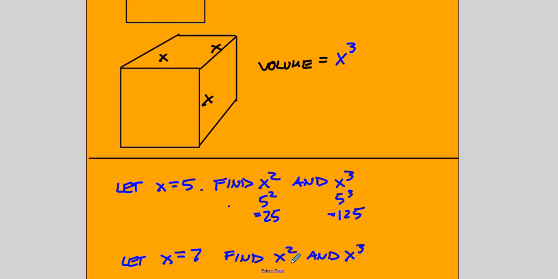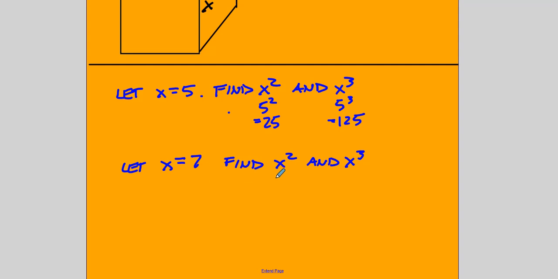So let's do one more. So if x is 7, find x squared. Well, x is 7, so 7 squared is 7 times 7, which is 49. And x cubed is 7 cubed. Well, that's 7 times 7 times 7. That's 49 times 7. 9 times 7 is 63. Carry a 6. 4 times 7 is 28. Plus 6 is 34. So that's 343.